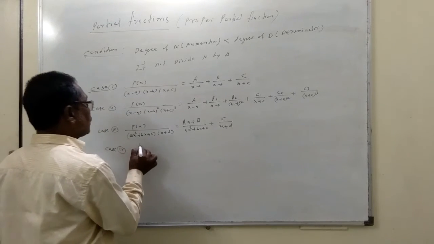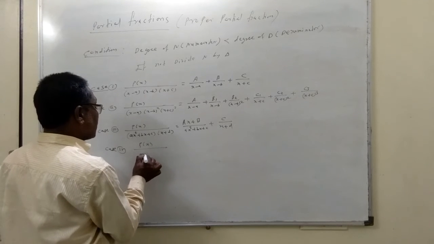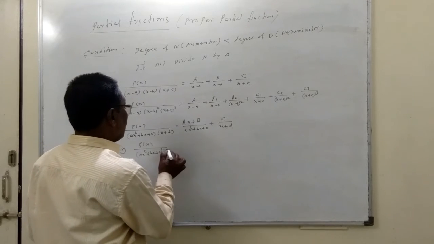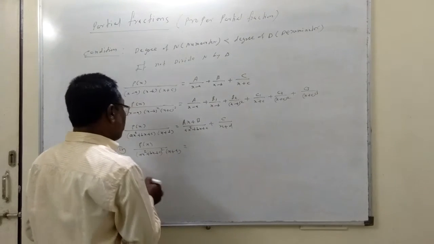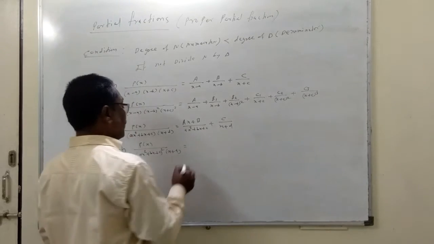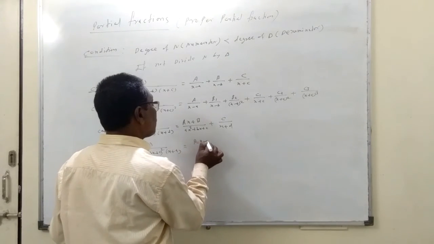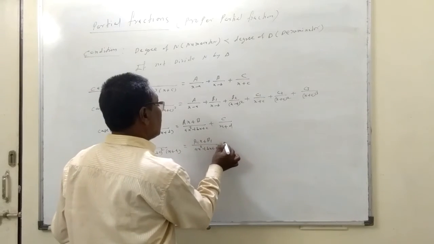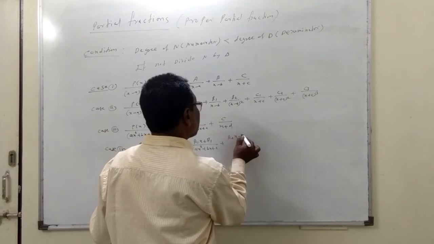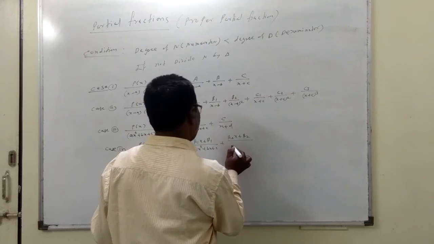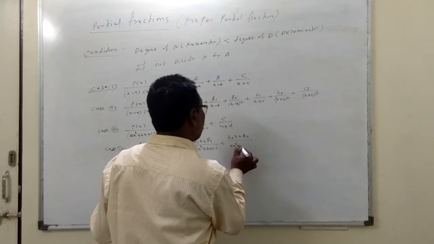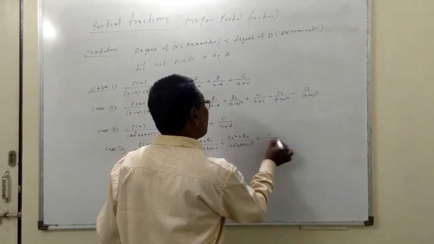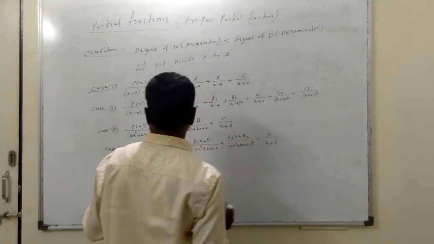Fourth possibility: suppose p of x divided by (ax square plus bx plus c) square into (x plus d). In this case, the quadratic factor is repeated twice, so we take (A1x plus B1) divided by (ax square plus bx plus c) plus (A2x plus B2) divided by (ax square plus bx plus c) square, plus C divided by x plus d.